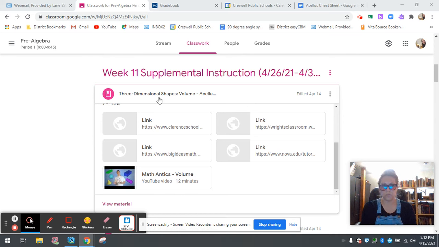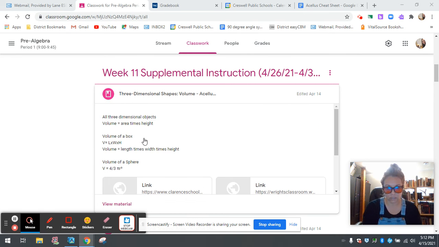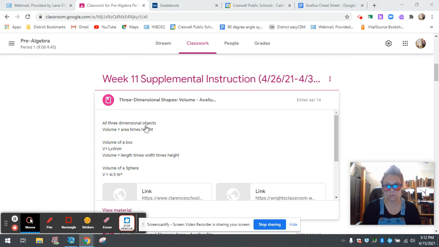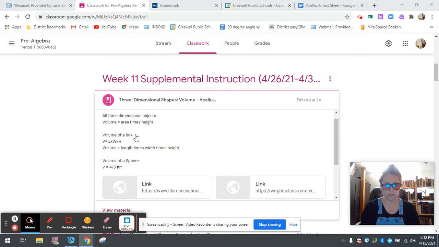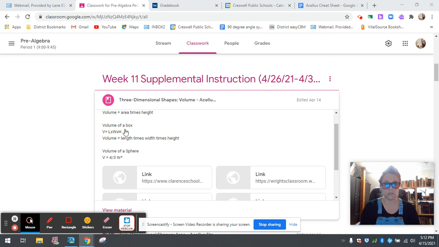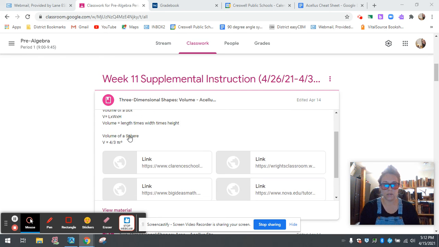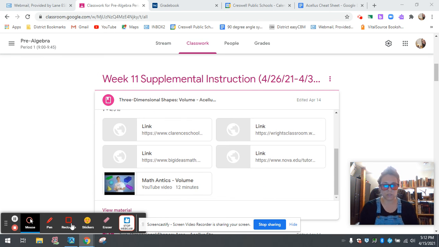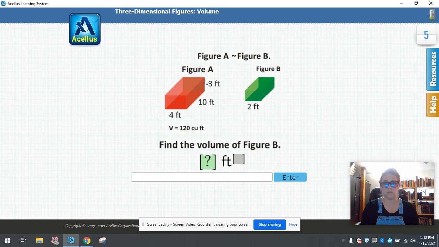Right, time for three-dimensional shapes. Calculating volume. So I have got some notes. For all three-dimensional objects, to calculate the volume, you define the area and you multiply that by the height. Okay, so there's some formulas, like volume for a box, but in some of these problems you're asked to do a little bit more than that. So let's take a look at this problem.